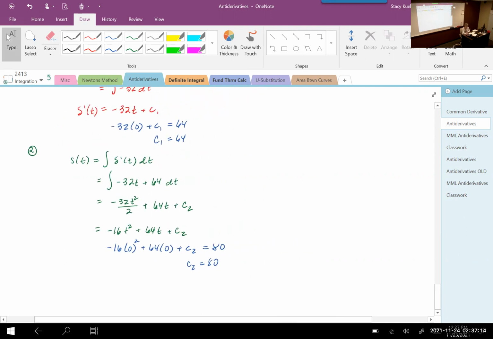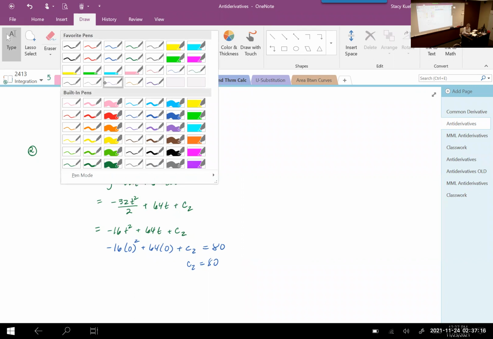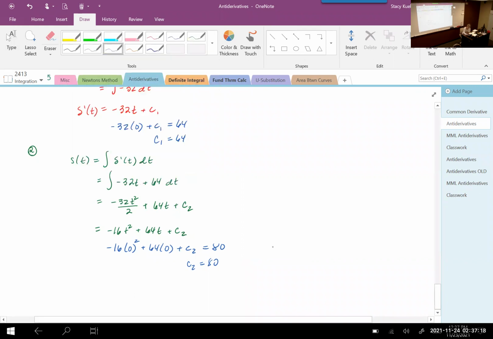Therefore, my position function becomes S of t is equal to negative 16t squared plus 64t plus 80. That's our position function.